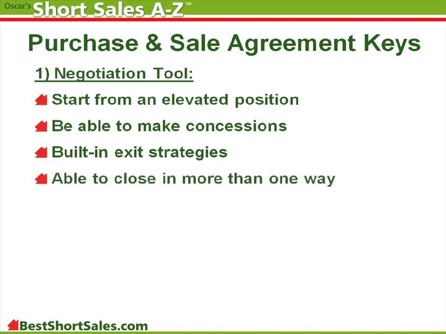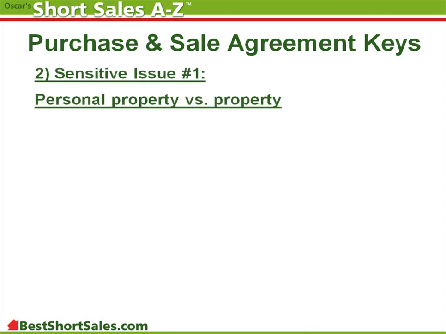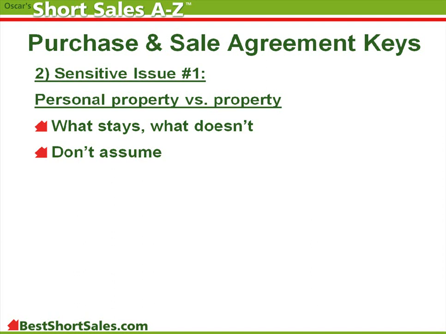Most homeowners in default are in financial distress. This fogs their judgment. Sensitive issues need to be managed carefully. Sensitive issue number 1 is the distinction between personal property and real property. This tends to morph into what stays and what doesn't. It is better to have this issue clearly defined. Do not assume what is evident.